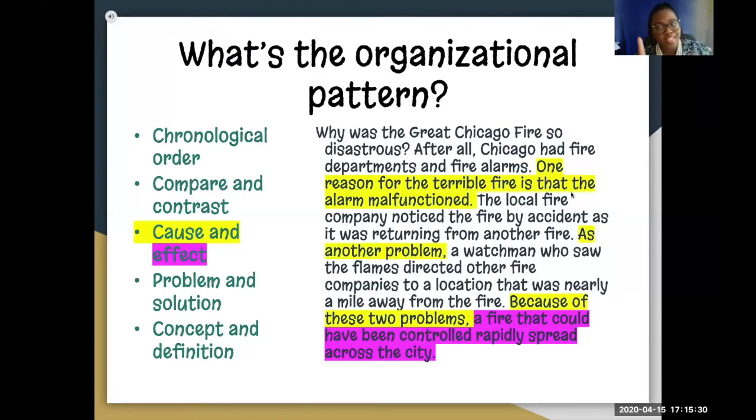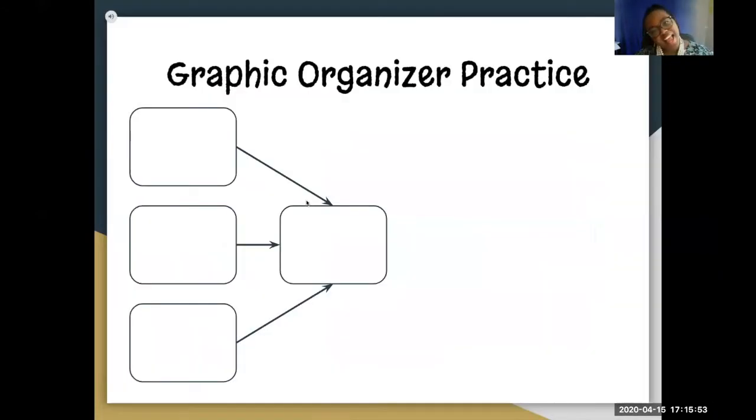So this is one with a few different causes, okay? So one was that the alarm malfunctioned. Another one is that the watchman sent them to the wrong place. And because of these two problems, the fire that could have been controlled spread across the entire city, okay? Now, I think you know what's next.